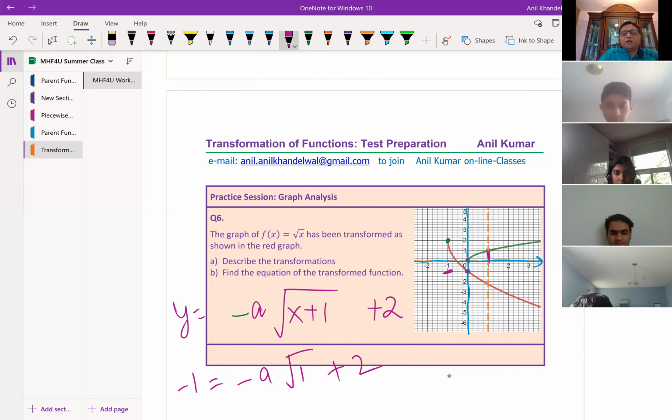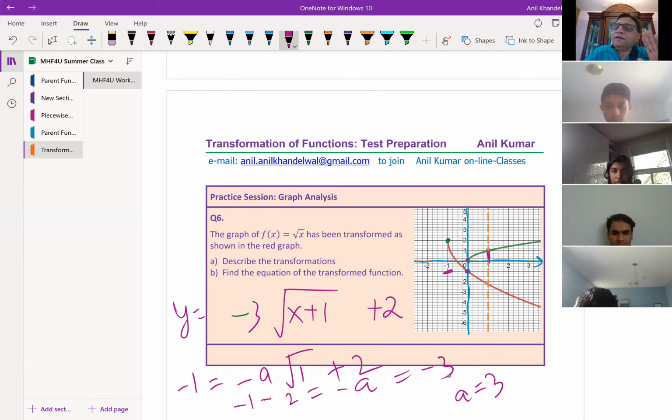I got this equation. I'm moving 2 to this side. So minus 1 minus 2 equals minus a. Plus 2 comes on this side, right? So minus 3. And therefore, I get the value of a as 3. Do you see that? So I'll remove this a and write 3 here. So I could do this math also.